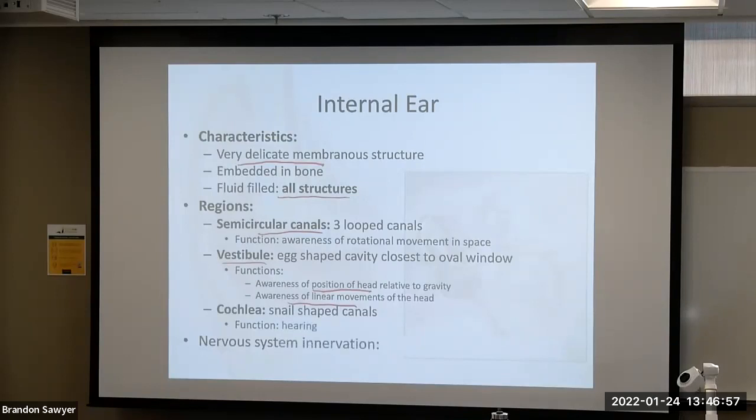And then the cochlea is this little snail-shaped canal where our hearing sensation comes from. Which cranial nerve innervates all these structures? The vestibulocochlear nerve, right? It splits into the cochlear nerve and the vestibular nerve. The cochlear nerve goes to here, the vestibular nerve goes to here. Cranial nerve 8.